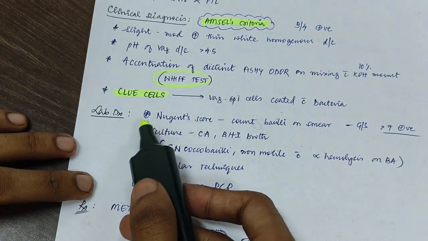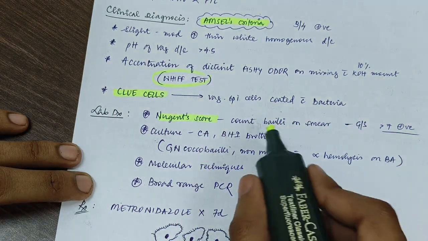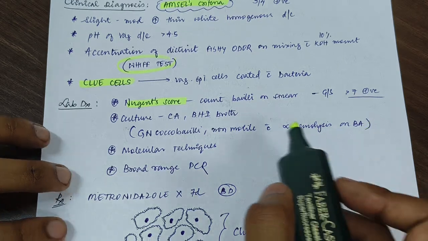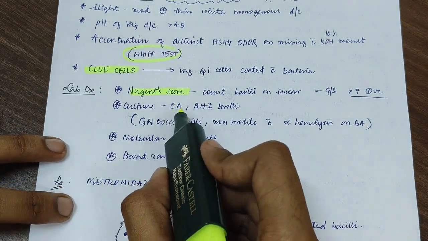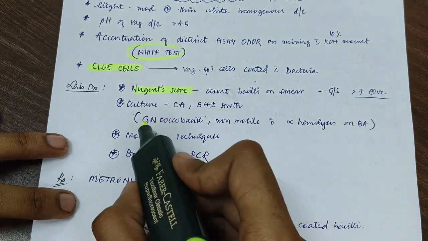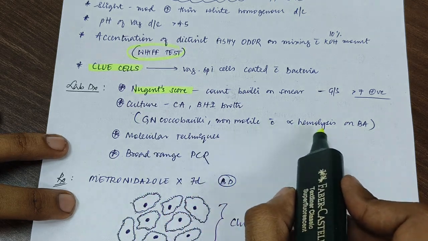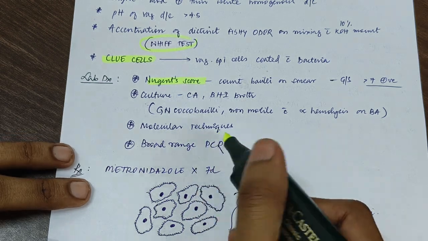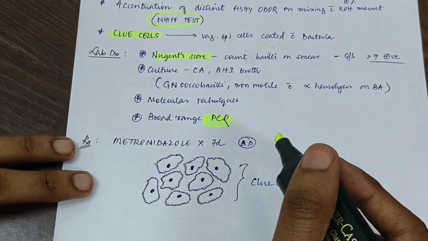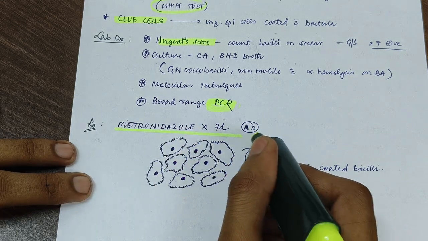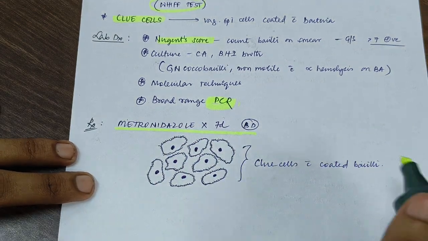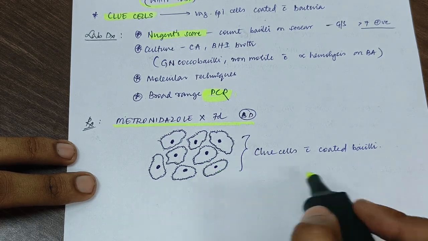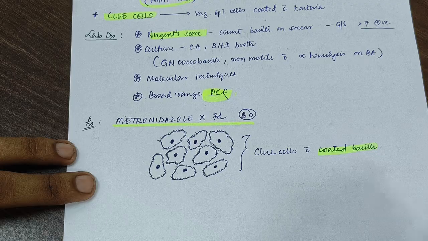Lab diagnosis being Nugent's score, that is again counting the bacilli on the smear using the Gram stain. If it is more than 7, it is called positive. Culture is on chocolate agar and brain heart infusion broth, where you are going to see gram-negative cocobacilli, non-motile, with alpha hemolysis on blood agar. Alpha means partial. Molecular techniques are being used, and broad range PCR is used here. Metronidazole for 7 days BD, twice daily, is the treatment. Suppose these are the clue cells, you are going to see something adhering to the cell wall of these clue cells. Those are the coated bacilli.